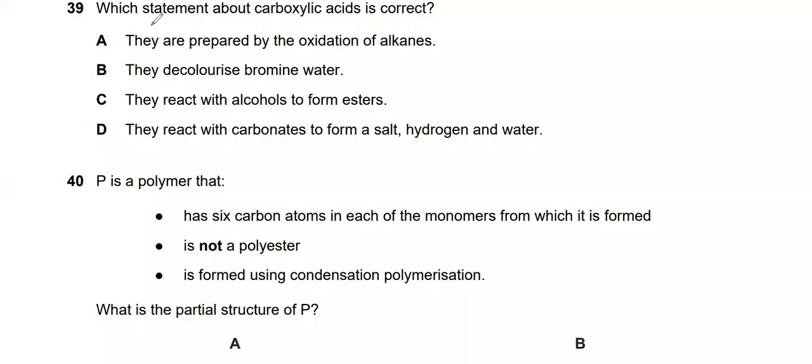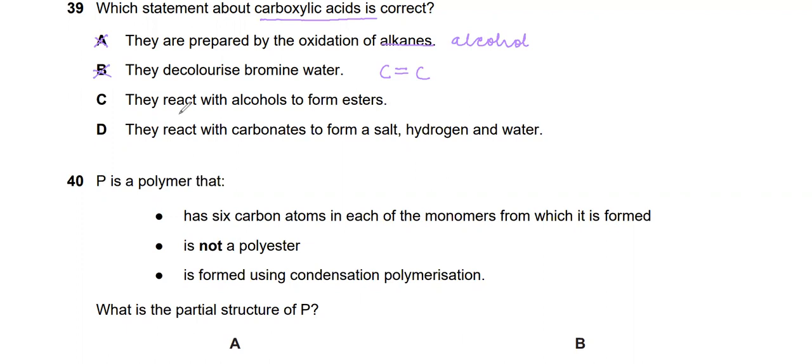Question number 39, which statement about carboxylic acid is correct? They are prepared by the oxidation of alkanes. They're prepared by the oxidation of alcohols, not alkanes, so A is incorrect. They decolorize bromine water. No, they do not decolorize bromine water. Bromine water is decolorized by alkenes because of the carbon-carbon double bond.